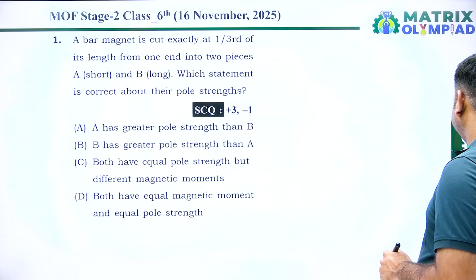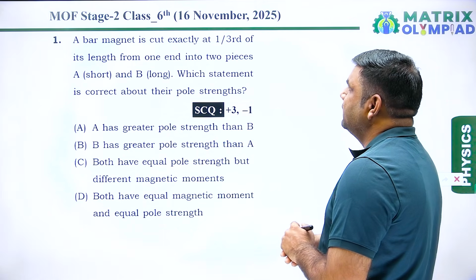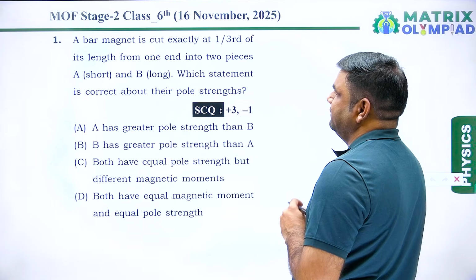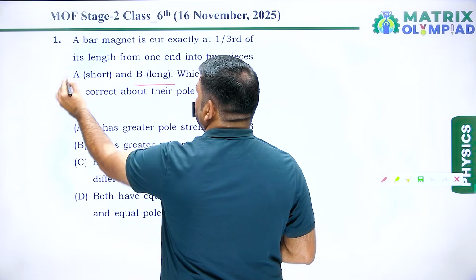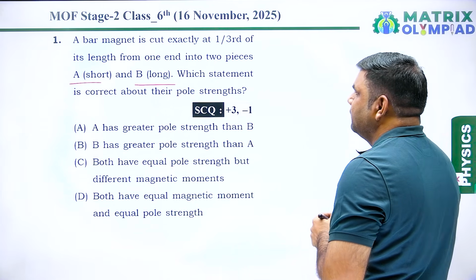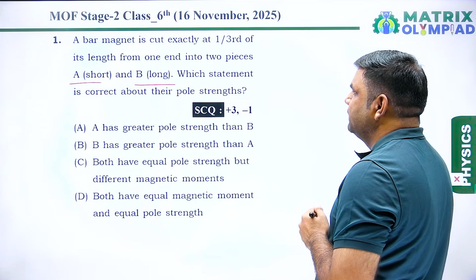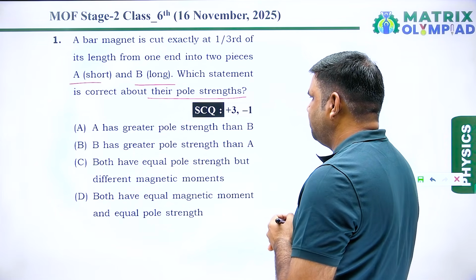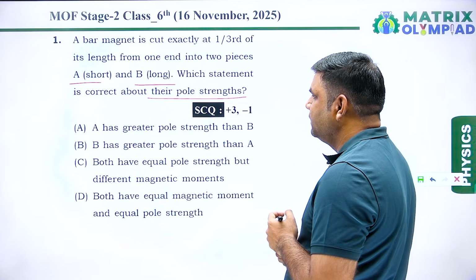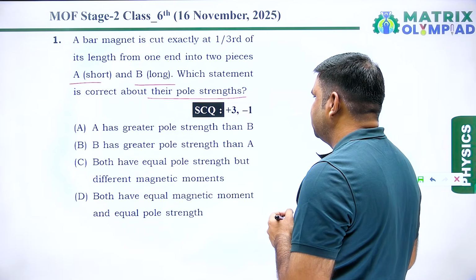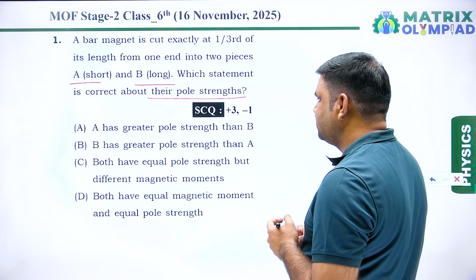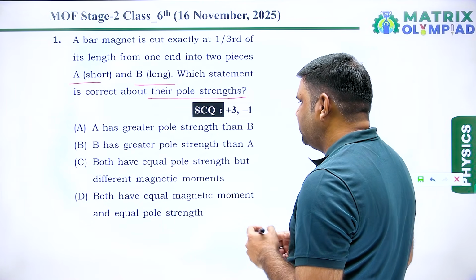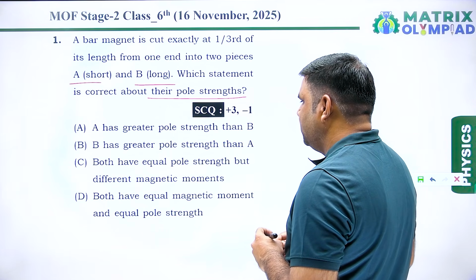In question number 1, a bar magnet is cut exactly 1/3 of its length from one end into two pieces. A is shorter and B is longer. Which statement is correct about their pole strengths? The options are: A has greater pole strength than B, B has greater pole strength than A, both have equal pole strength but different magnetic moment, and option D is both have equal magnetic moment and equal pole strength.